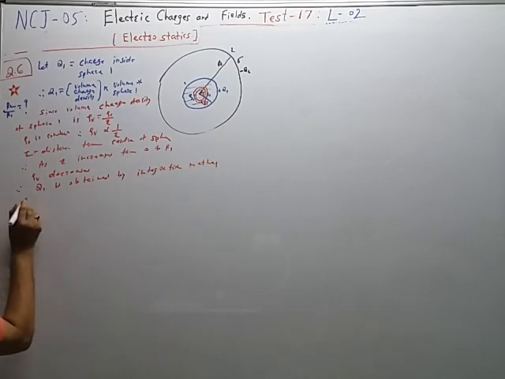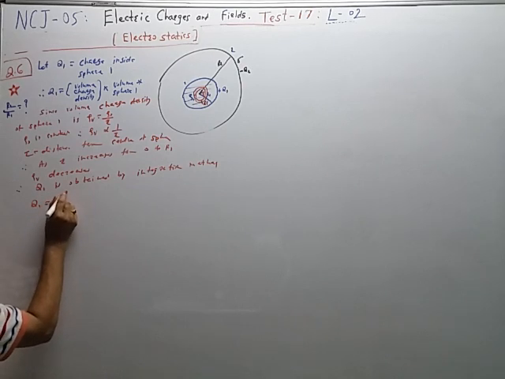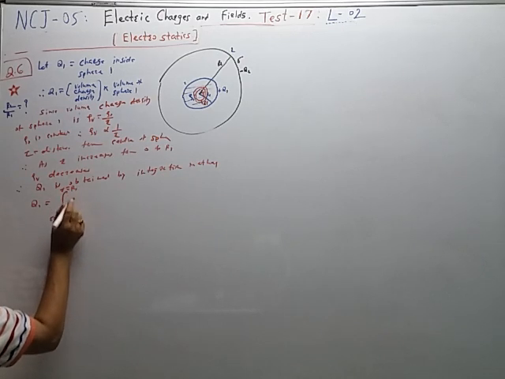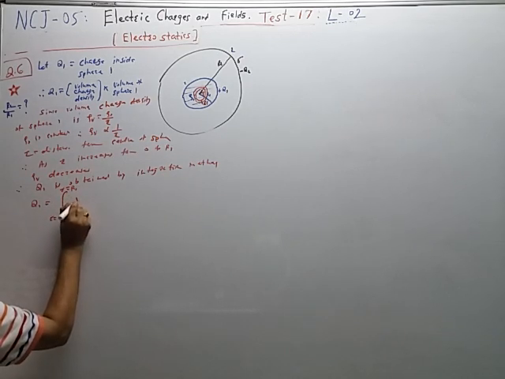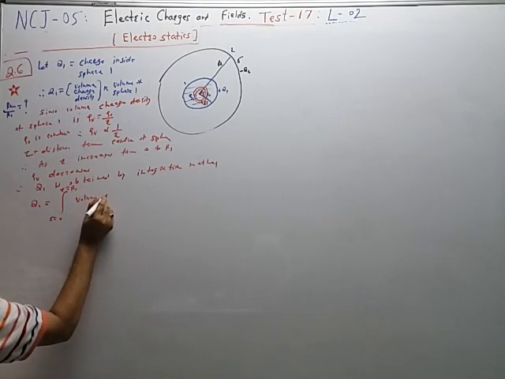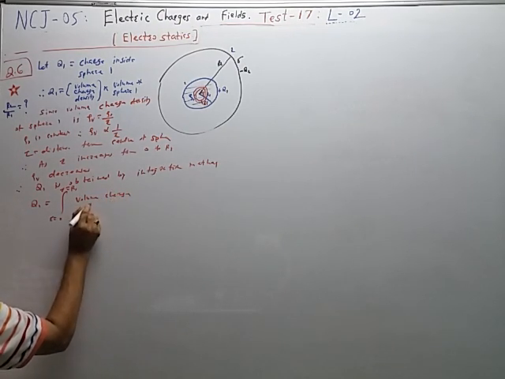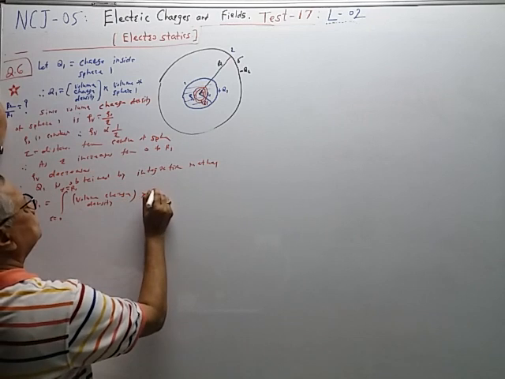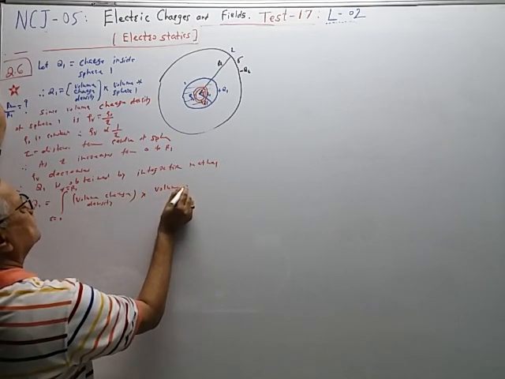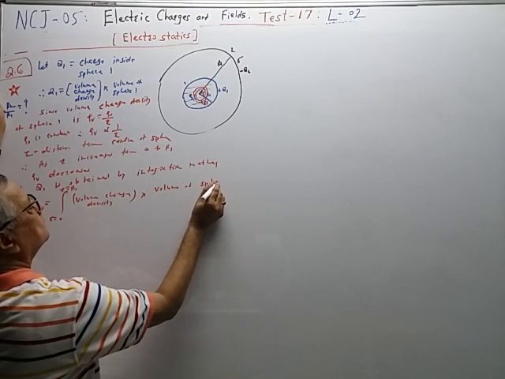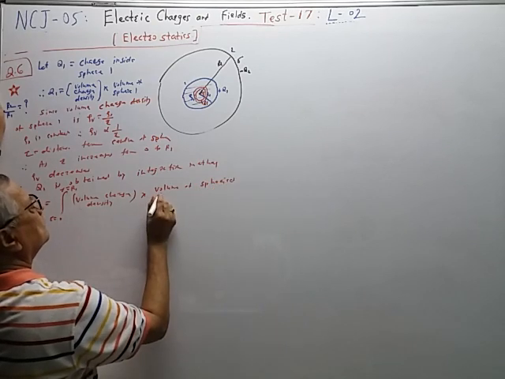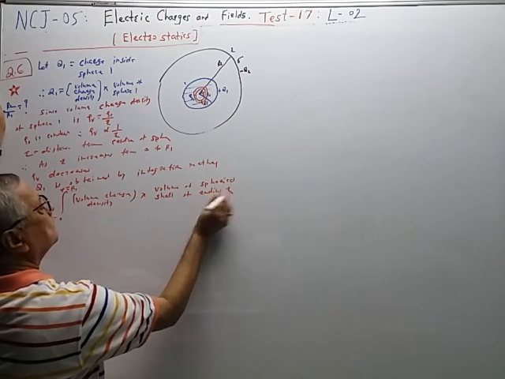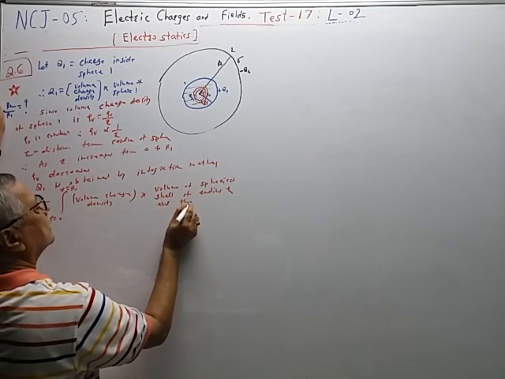So why are we using integration method? The reason is this: Q1 is equal to the integral from r equal to 0 to r equal to R1 of volume charge density multiplied by volume of spherical shell of radius r and thickness dr.